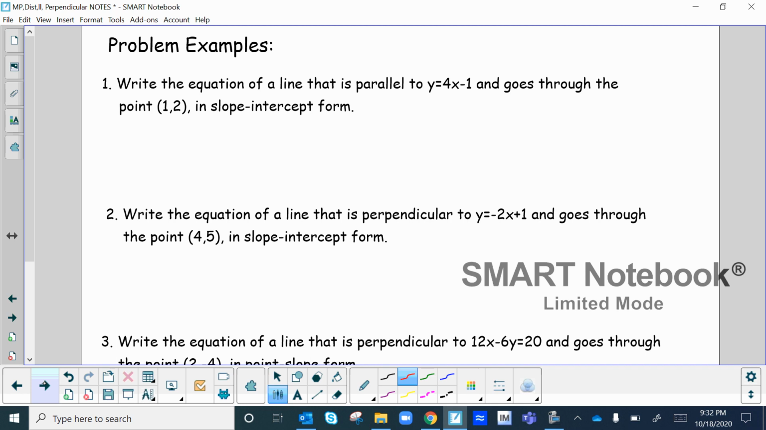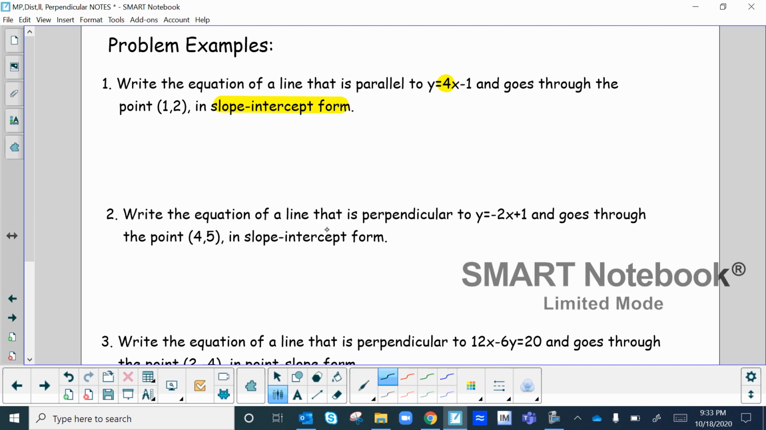So let's start off with number one. It says write an equation of a line that is parallel to y equals 4x minus 1 and goes through the point 1 comma 2. Okay, so what do we know about this line? We know that it is parallel to this line, y equals 4x minus 1. You notice I just highlighted the slope. That's in slope-intercept form, so the slope of the line is 4. And then it's going to go through the point 1 comma 2. And we want to write this equation in slope-intercept form.